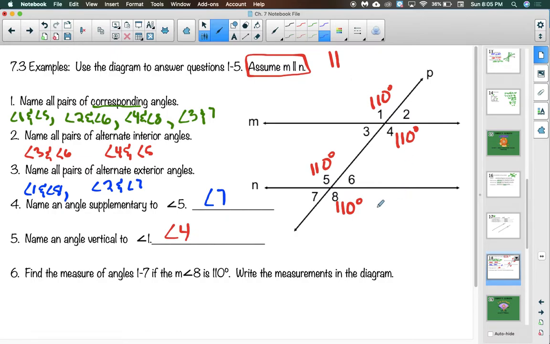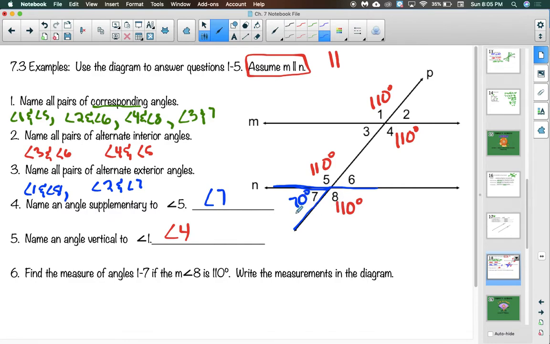Now, you might think we're done, but we're not. Angle 8, we extend that line segment here, that ray, we can see that angle 8 and angle 7 are supplementary. If you put those two angles together, the outside edge is a straight angle or a straight line. So that's 180 minus 110. That tells us that angle 7 is 70 degrees because they're supplementary.